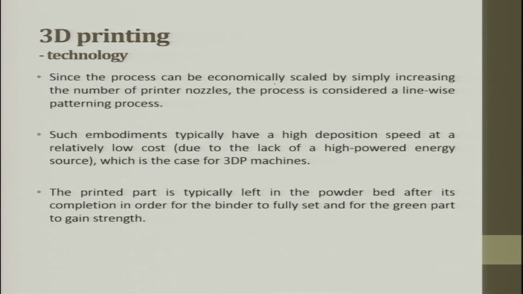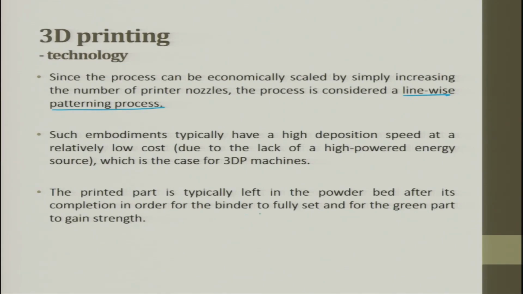Since the process can be economically scaled by simply increasing the number of print nozzles, the process is considered a line-wise patterning process. Such embodiments typically have a high deposition speed at a relatively low cost, because the technology is already known, which is the case for 3D machines. The printed part is typically left in the powder bed after its completion in order for the binder to fully set and for the green part to gain strength.